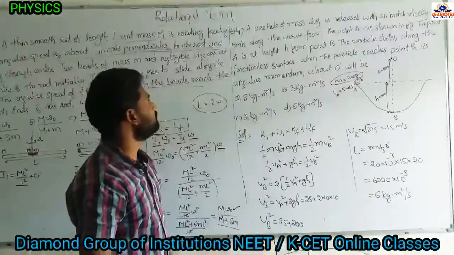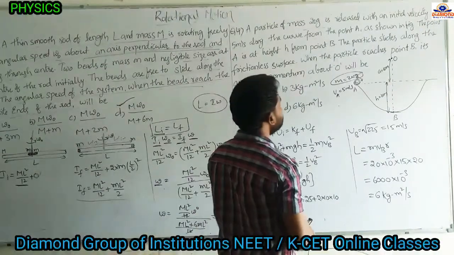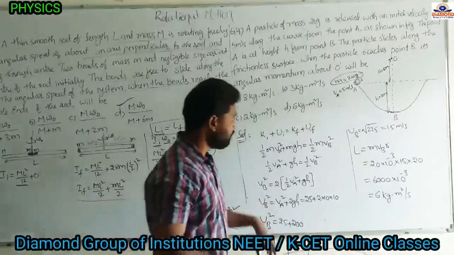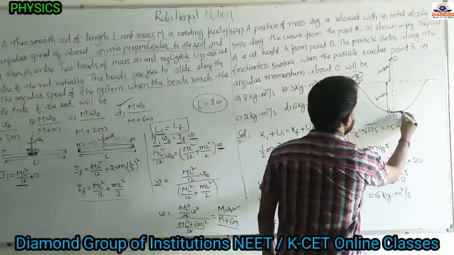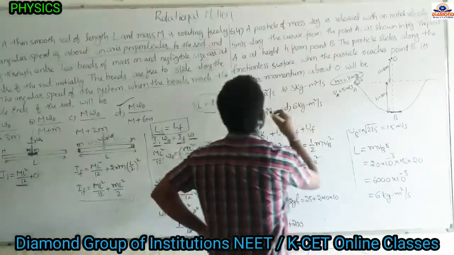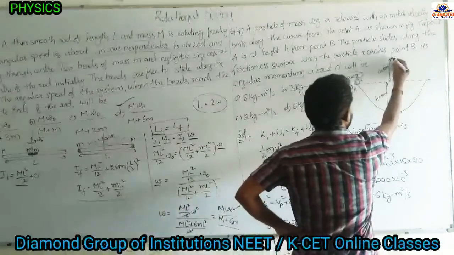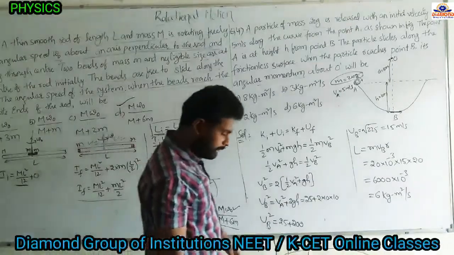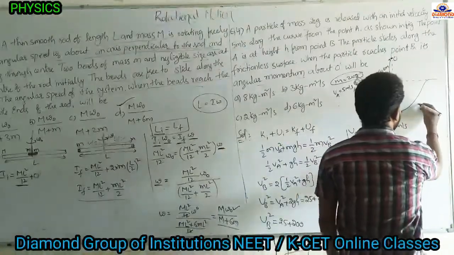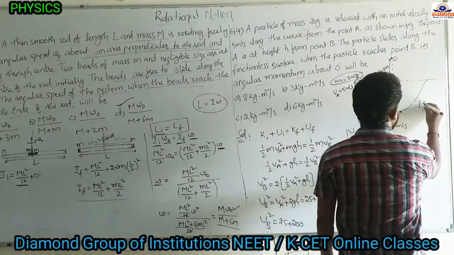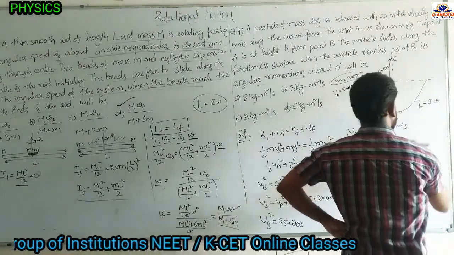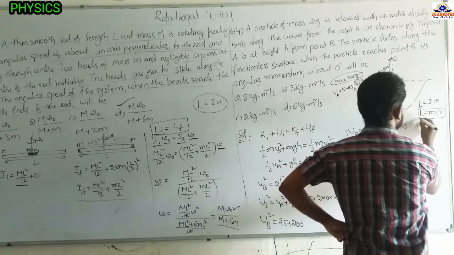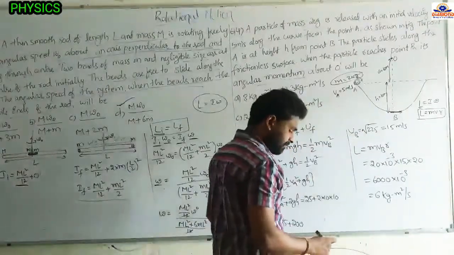The particle slides along the frictionless surface. When the particle reaches point B, its angular momentum about O dash O will be, okay now. Whenever the particle reaches here, we have to find the angular momentum about this axis. To find the angular momentum, the formula is L equals I into omega, otherwise L equals mvr, linear momentum into perpendicular distance. So now here we will use this formula.